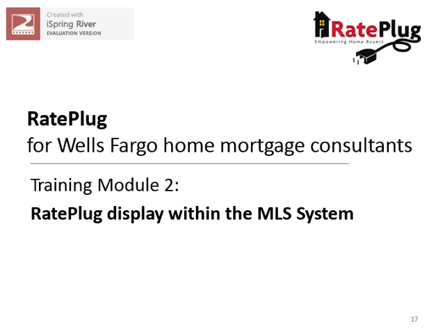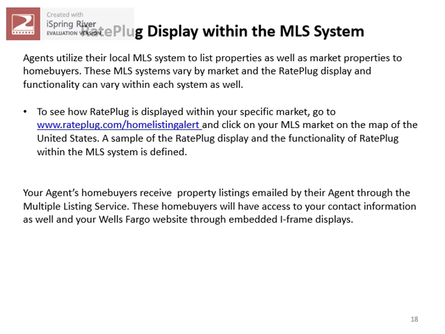Now let's review how the MLS displays work within the multiple listing service. Agents use their MLS to list properties as well as market properties to home buyers. Your agent's buyers receive property listings via email by their agents through the multiple listing service. This is where you're going to display. These home buyers will then have access to your contact information as well as your Wells Fargo website.